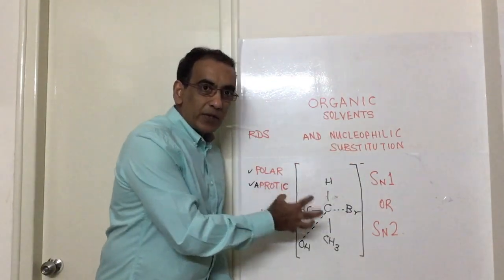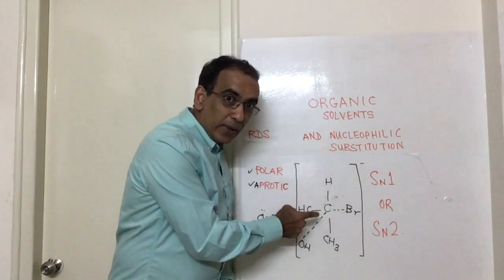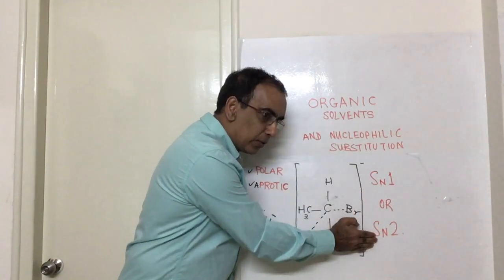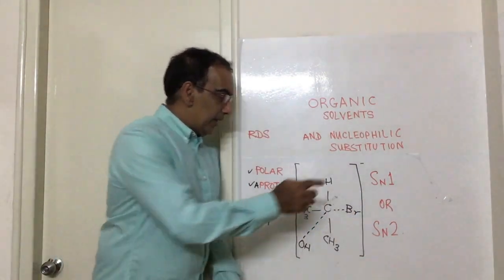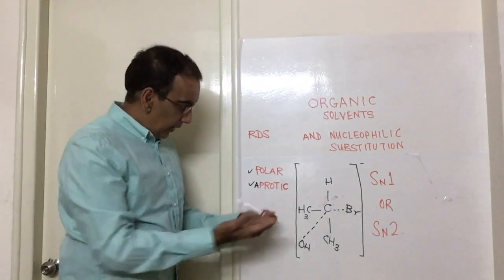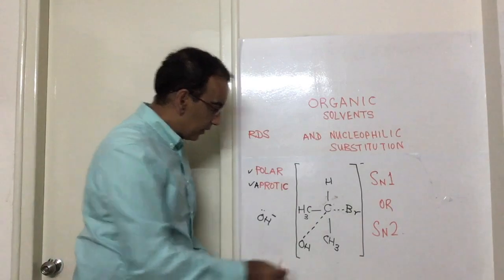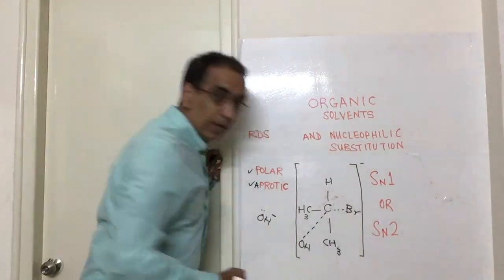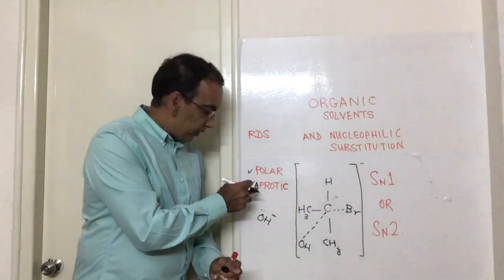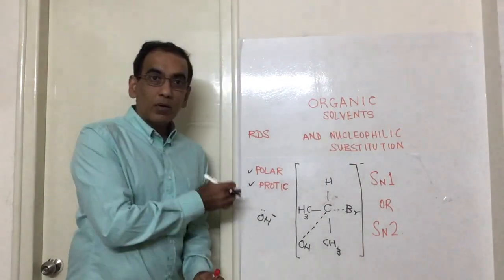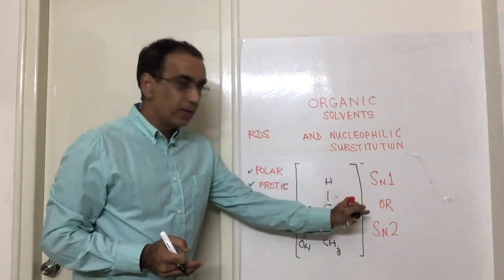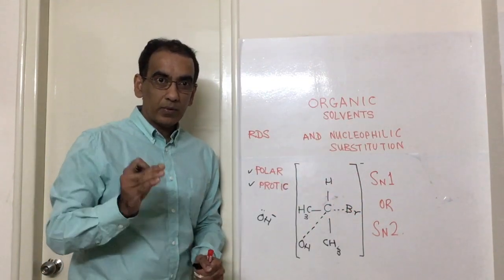Depending upon the type of solvent, a secondary halogenoalkane can undergo both SN1 or SN2 reactions. Typically, an SN1 reaction happens in tertiary halogenoalkanes, and the SN2 mechanism happens in primary halogenoalkanes. But secondary halogenoalkanes, depending upon whether the solvent is aprotic or protic, can undergo both SN1 or SN2 reactions.